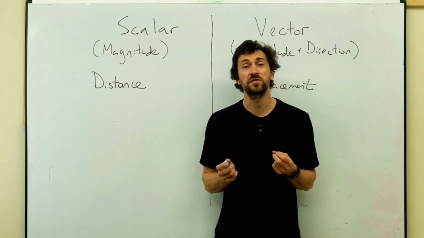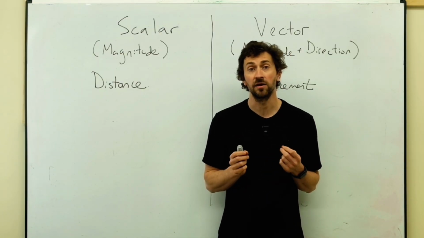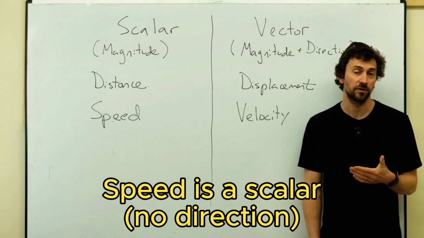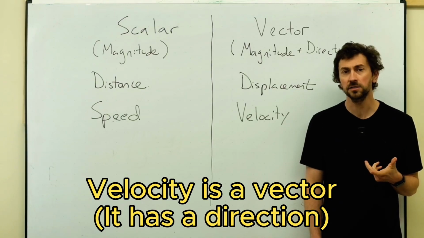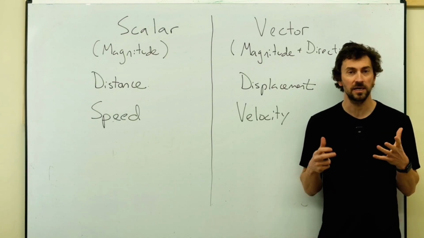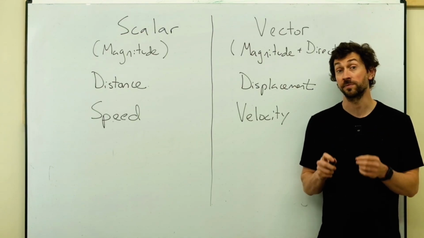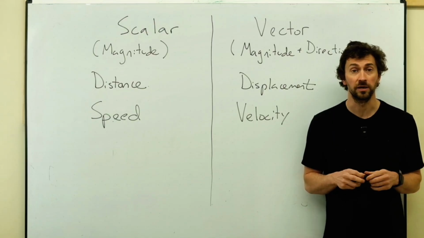The next example of scalars and vectors is the difference between speed and velocity. In physics, we say speed is a scalar and velocity is a vector. So these are very similar things, and they're both talking about the same idea. But the difference is, with velocity, we care very much about direction. And with speed, we don't care about direction so much.